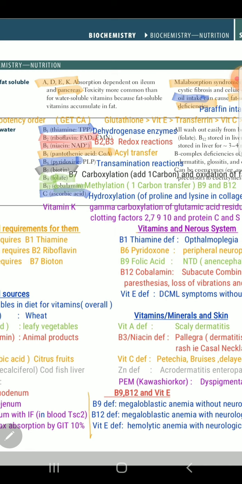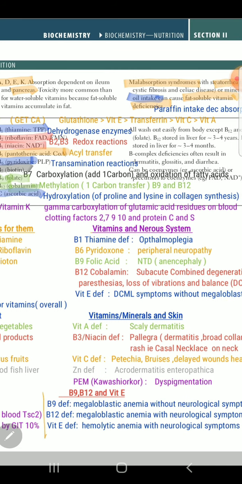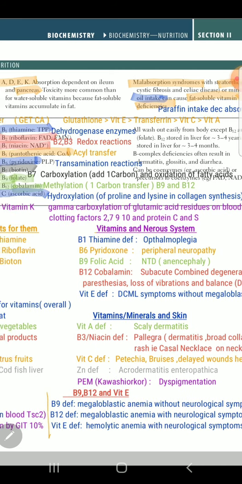And then B7 is biotin. Biotin for carboxylation reaction. We read about gamma carboxylation in vitamin K, but here it is B7 carboxylation. Add one carbon, specifically asked, and no gamma carboxylation is asked. And also oxidation of fatty acid is asked in relation to B7.